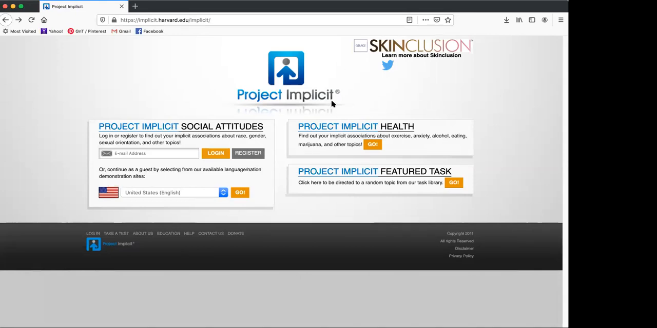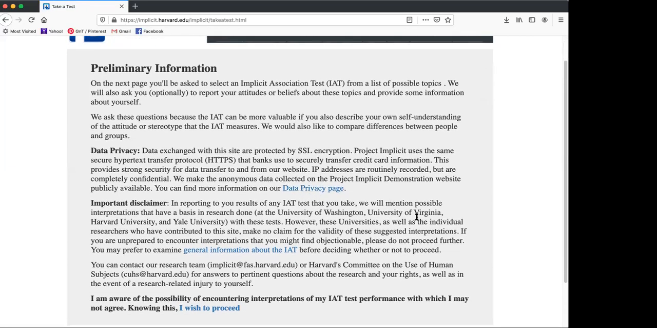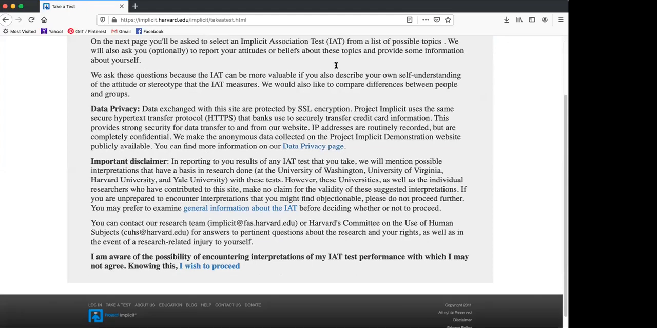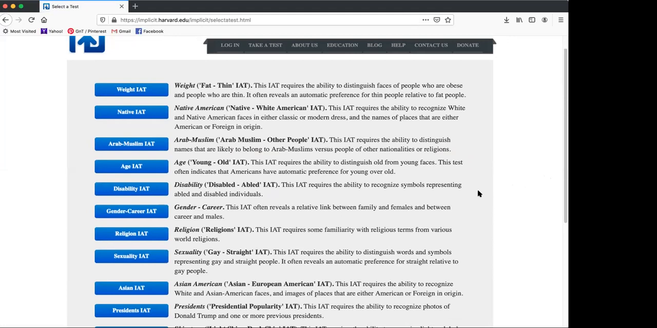So you're going to see the screen. If you want to register here, you can. When I do it, I often go to this section here and log on as a guest. So I'm going to click here. And then it's going to tell you all about data privacy and give you some disclaimers. So make sure that you read through that in depth and that you're okay with clicking down here, the I wish to proceed part.